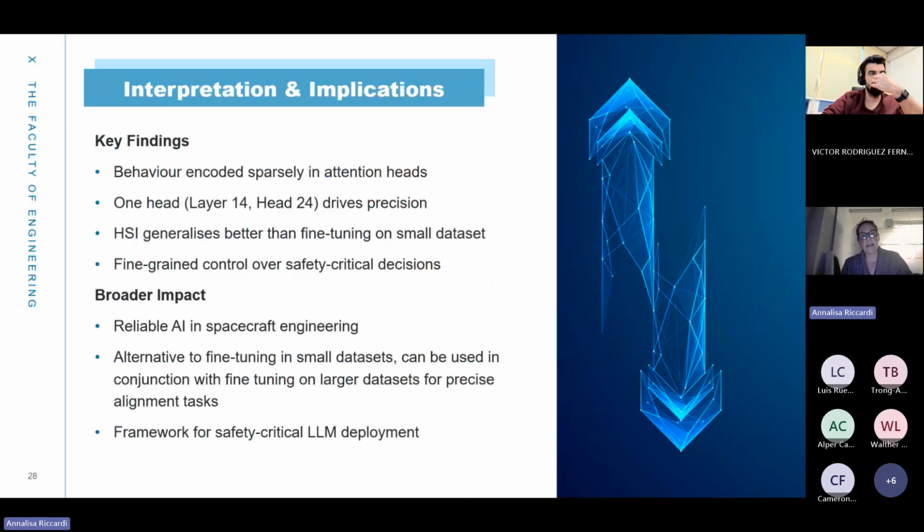So what's the key finding of this work? Well, this was already demonstrated in the general methodology we published, but the behavior of this type of model can be encoded in sparse attention heads. In this case, one head, layer 14 and 24, is the one we use to drive the precision. The intervention technique we propose is better than fine-tuning on a small data set.